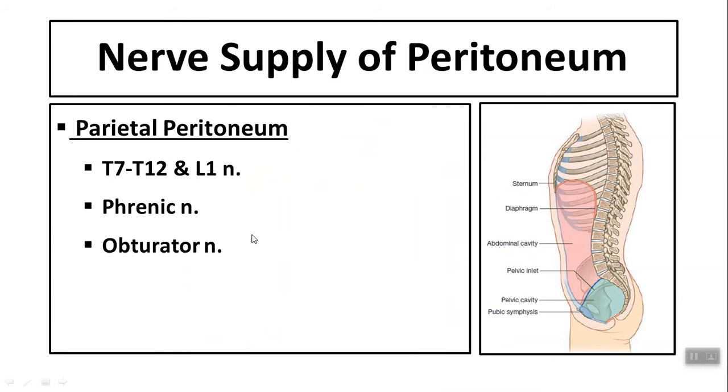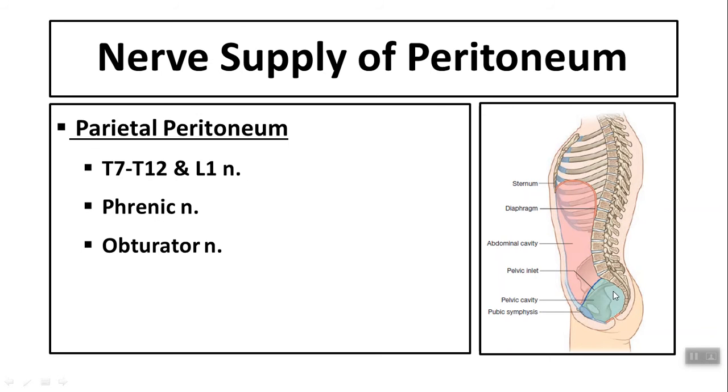What is the nerve supply of the peritoneum? This is an important subject. Parietal peritoneum is supplied by the lower 6 thoracic nerves and the first lumbar, from T7 to 12 and L1. This is the anterior abdominal wall. The diaphragmatic peritoneum, or the peritoneum that is lining the diaphragm, is supplied by the phrenic nerve.